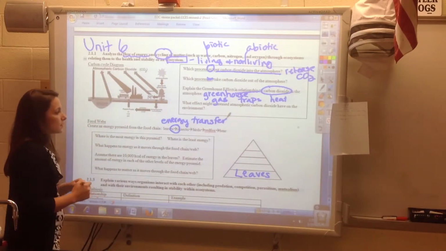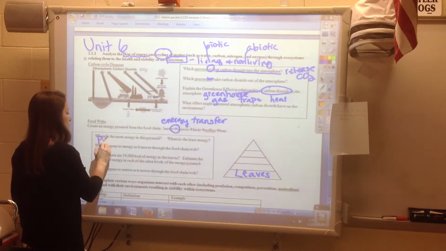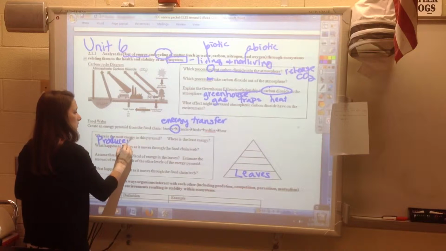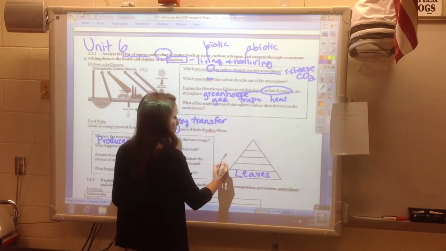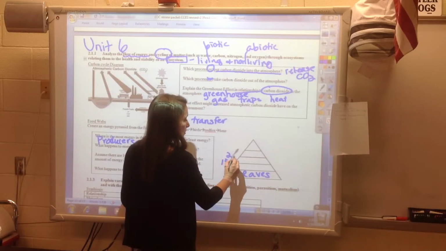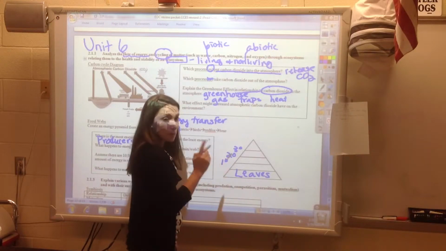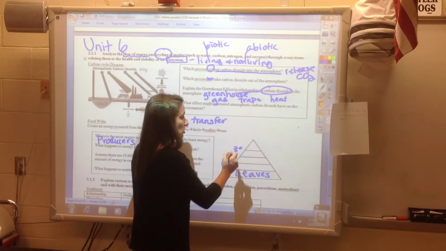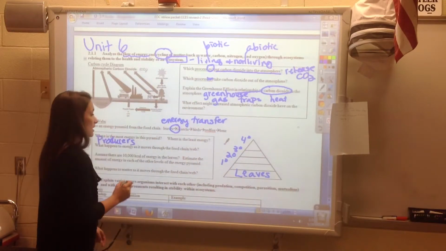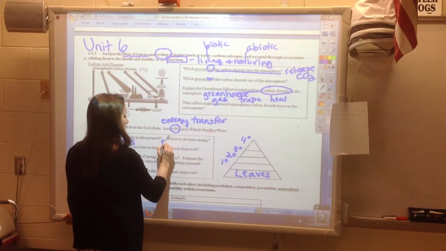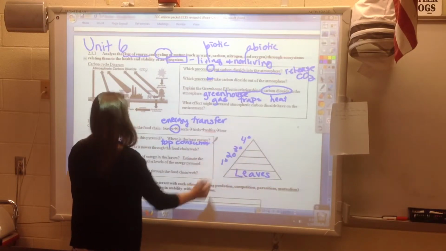So where is the most energy in the pyramid? Right down here at the producers or the leaves. Where is the least energy? Well, our top one. This is going to be our primary consumer, our secondary consumer, our tertiary. These little numbers mean primary, secondary, tertiary. This is our quaternary or top level consumer. And so the least energy is at the top consumer. So whoever you wrote there.